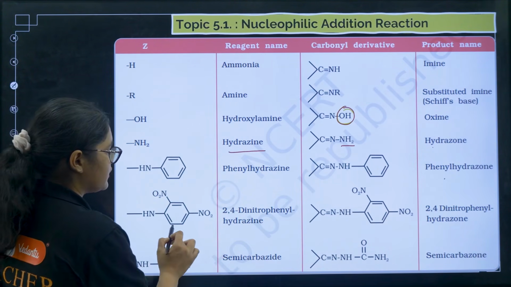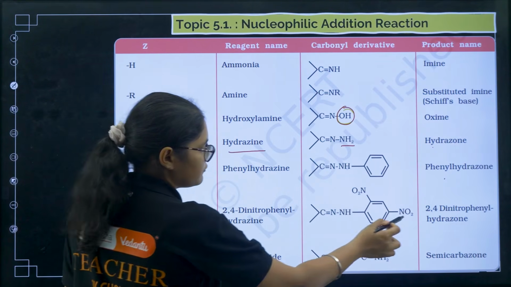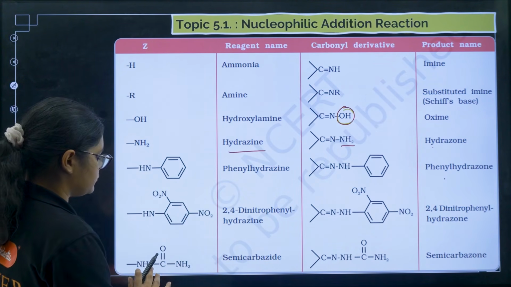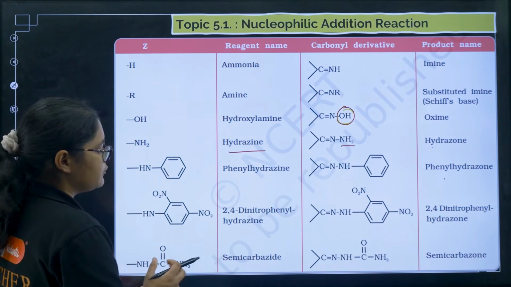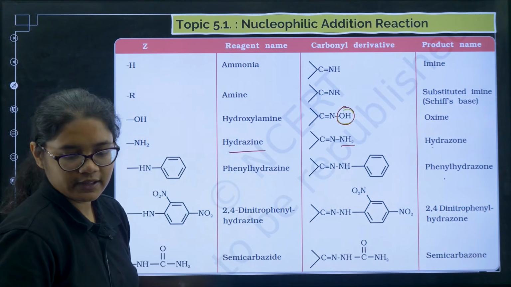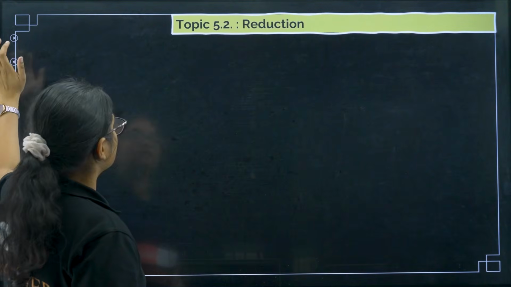Then you have 2,4-dinitrophenylhydrazine, and 2,4-dinitrophenylhydrazone. Then you have NHCONH2 if this is attached, then you will get semicarbazide and semicarbazone. Okay, fine. Now coming to the next one.